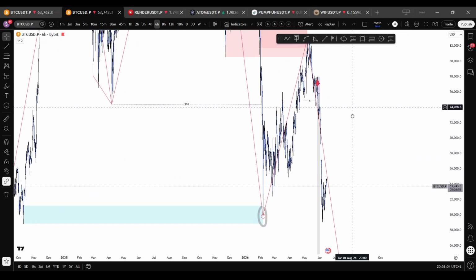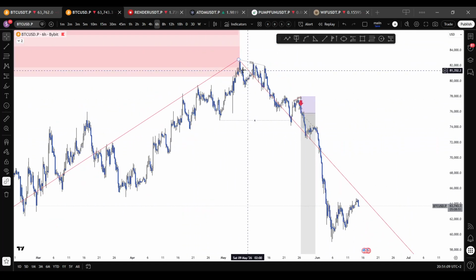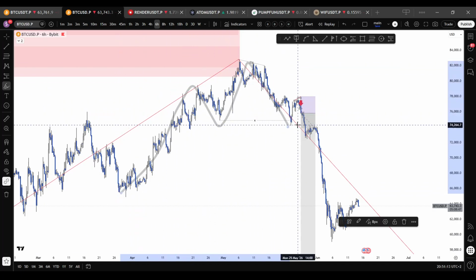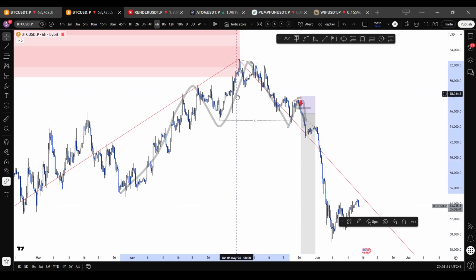So that was basically the best shot you could have taken. It's just market structure, knowing your level 1 structure, and then shorting it on your level 2 structure break. And the rest is basically history.